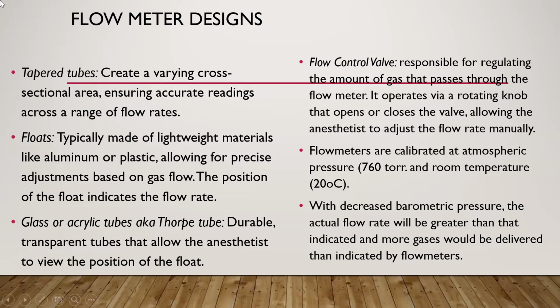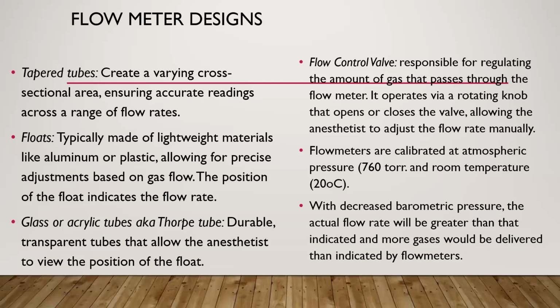The float, which is also known as the flow indicator, is usually made of lightweight materials like aluminum. And we're going to look at some of the problems with flow meters, because the floats can actually stick to the bottom or to the end of your flow meter. The tapered tube is a glass or acrylic tube. It's usually very durable, transparent. It allows you as the anesthesia providers to see the movements of your float or your flow indicator.